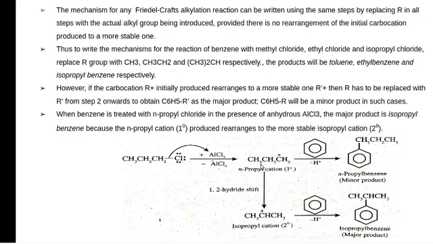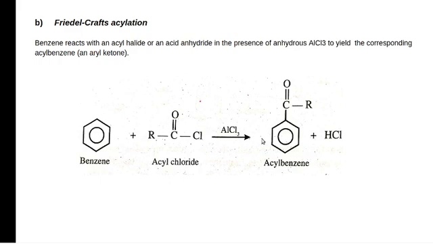So this is an example for that type of reaction. Let us continue with another type of Friedel-Crafts reaction, that is Friedel-Crafts acylation reaction. In this reaction, benzene reacts with an acyl halide or acid anhydride in the presence of anhydrous aluminum chloride to yield the corresponding acyl benzene, also known as an aryl ketone.